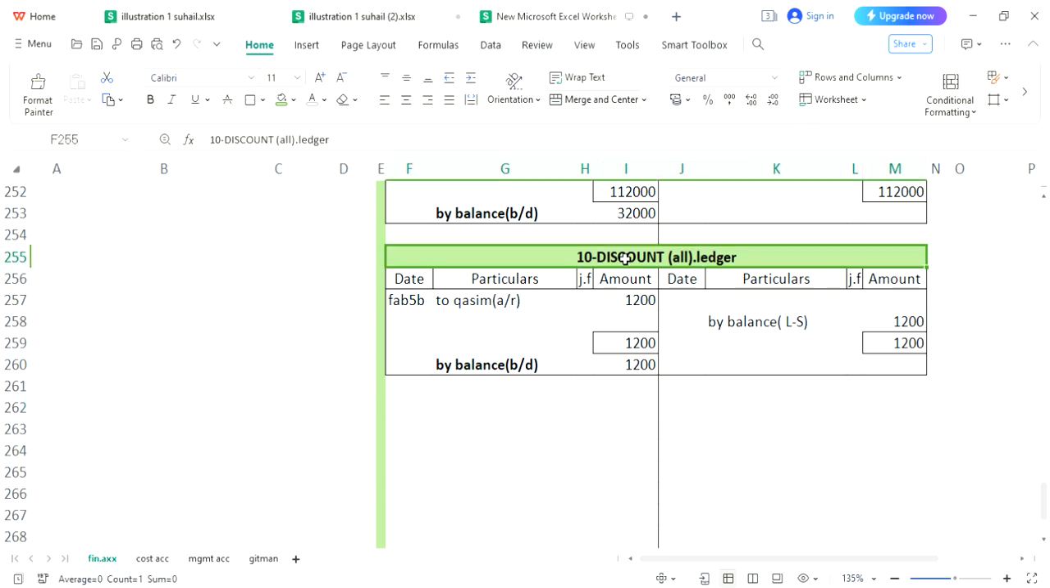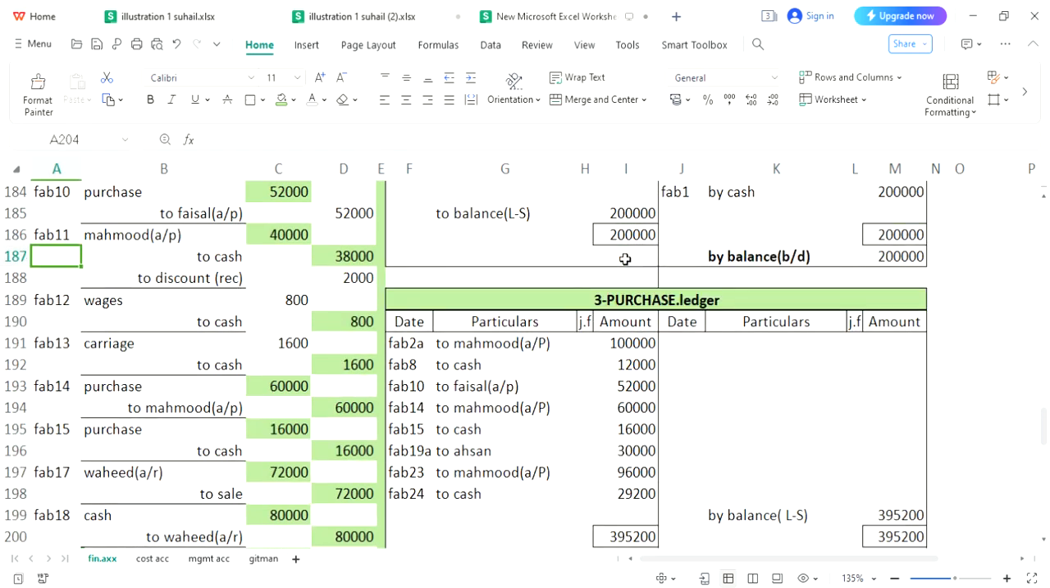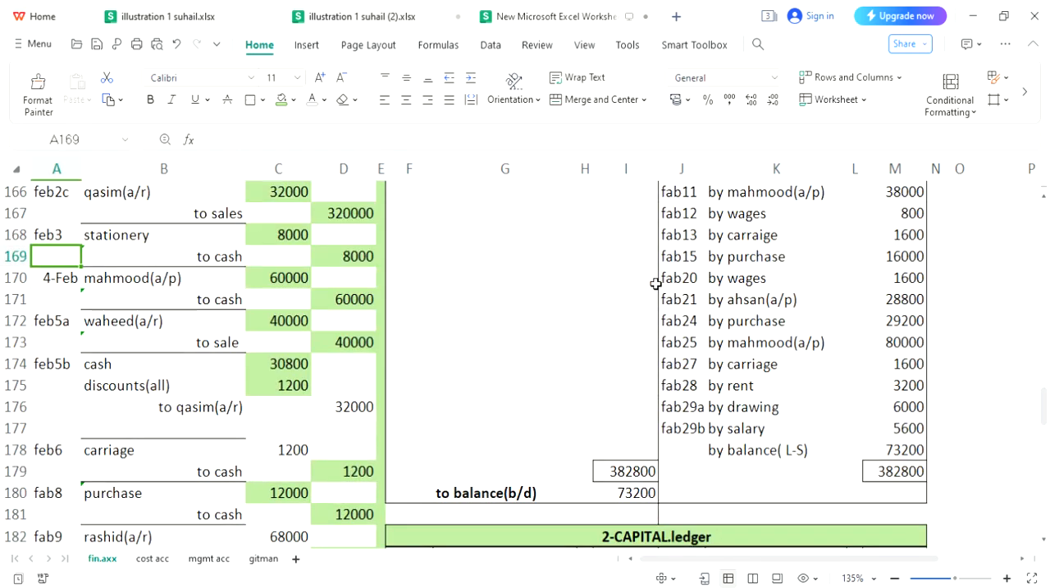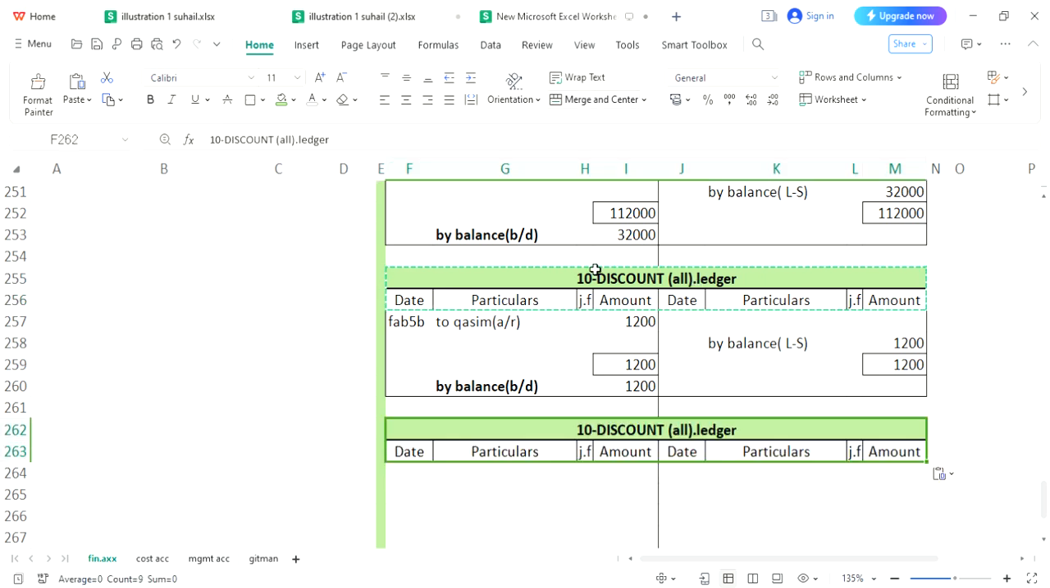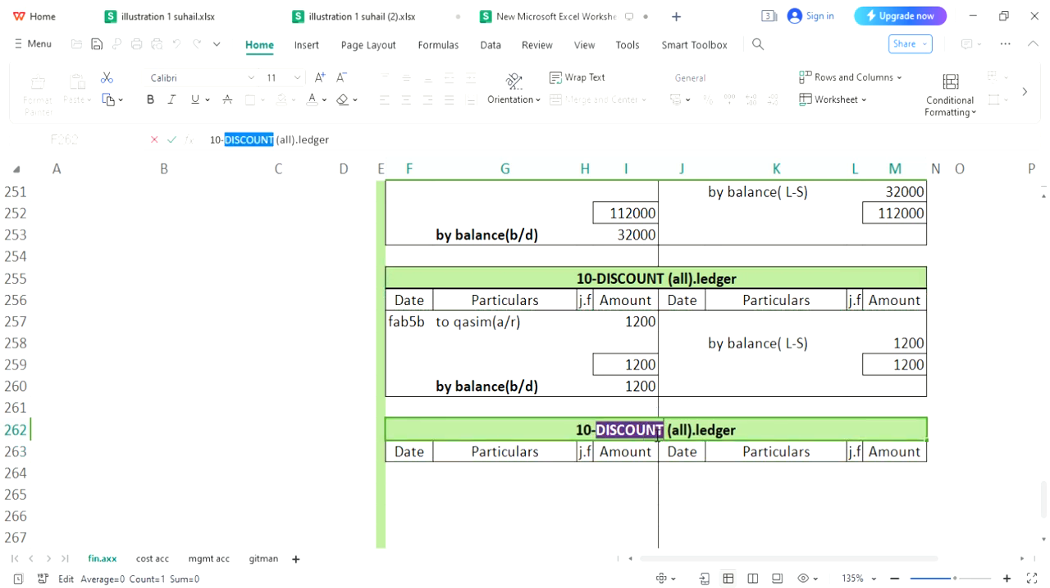Discounts ledger we were making, and now let's see what next is unmarked after discount allowed. Here we have written discount allowed, you can see over here. Next unmarked entry is Qasim account receivable. We have found our next title, Qasim account receivable. For that we are going to take all headings which were present in the previous ledger except for the title. Now we are going to write Qasim, who was your account receivable.